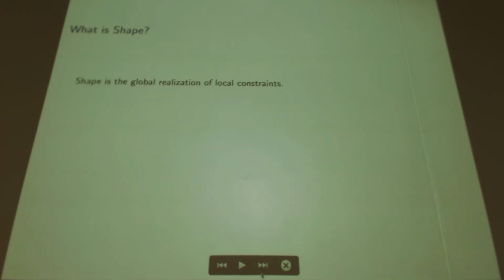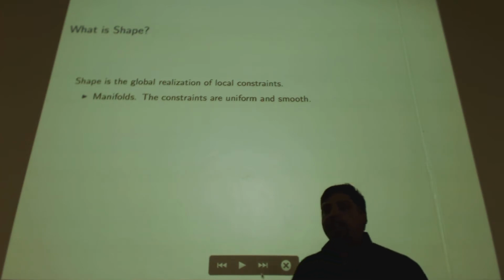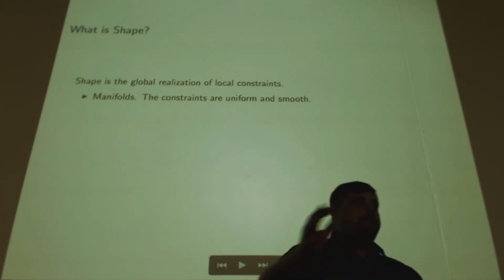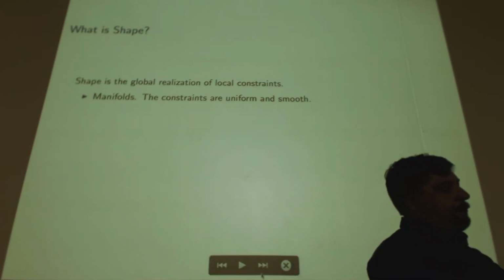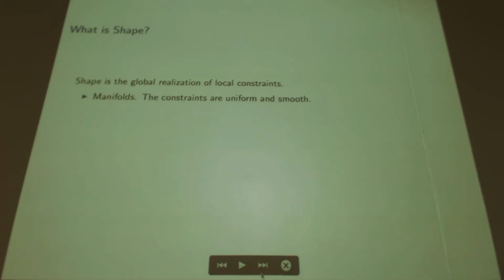So, just to give some more details on shape. One quick way to describe shape is that shape is the global realization of local constraints. An example, if you're familiar, would be manifolds. In this situation, a manifold is something that's kind of smooth, that locally, if you zoom in enough, looks like Euclidean space.